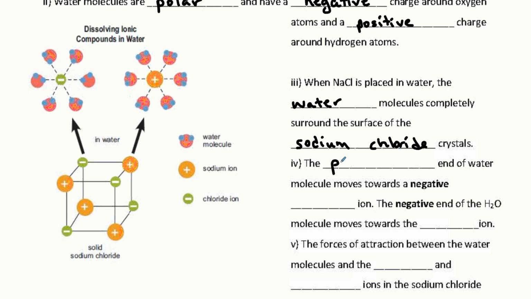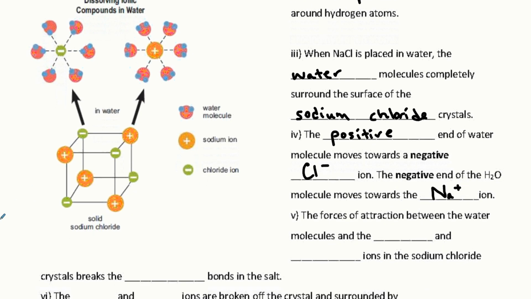The positive end of the water molecule moves toward a negative chloride ion. And the negative end of the water molecules moves towards the positive sodium ion. The forces of attraction between the water molecules and the chloride and sodium ions in the sodium chloride crystal break the ionic bonds in the salt.